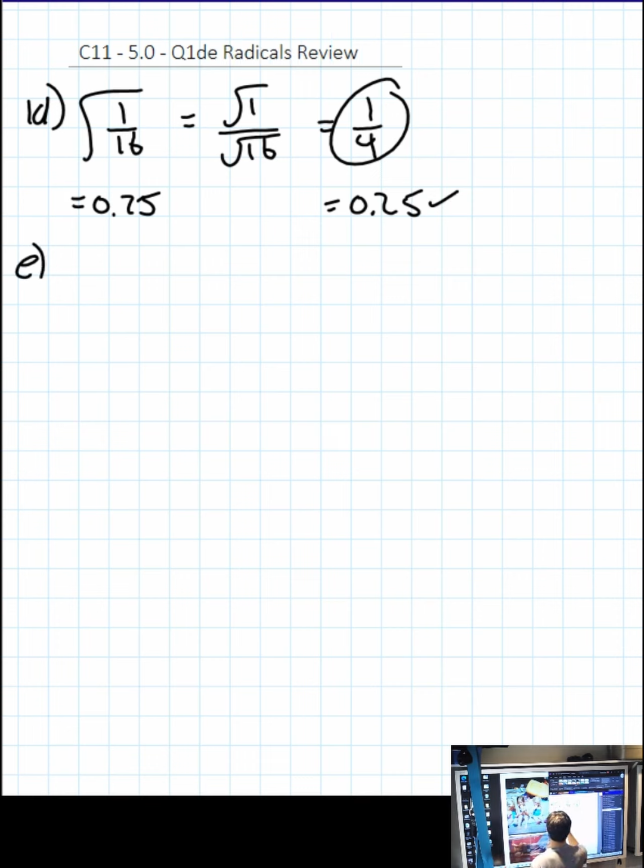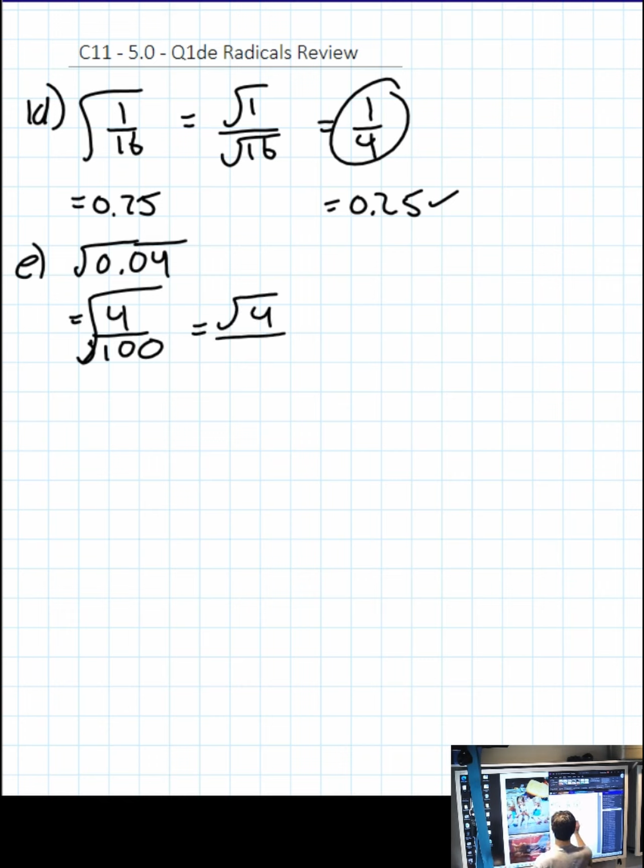Okay, we have 1e. We have the square root of 0.04. So 0.04 as a fraction is 4 over 100, so we can say equals 4 over 100 and put a 2-line square root over it. Then let's go to the right and let's separate it into root 4 over root 100. And again to the right equals 2 over 10.